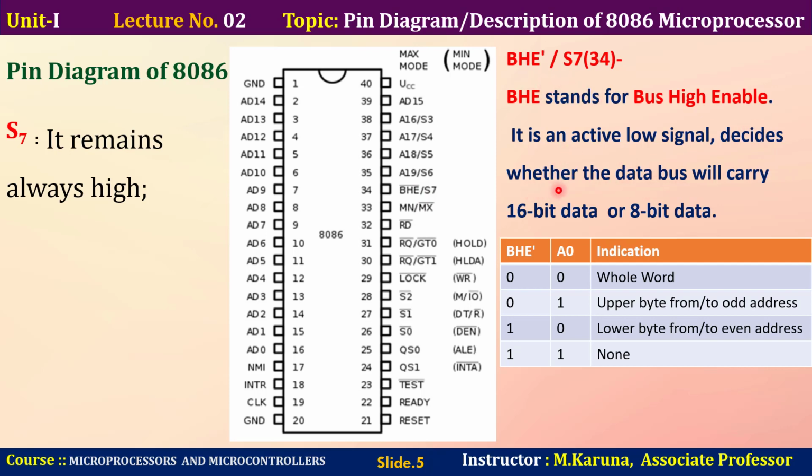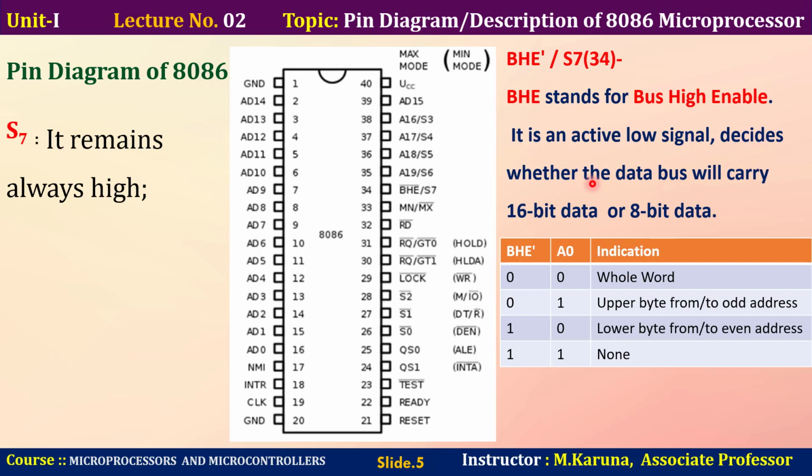This signal decides whether the data bus will carry 16-bit data or 8-bit data in conjunction with the A0 signal. So bus high enable and A0, if these two pins are 0, 0, that indicates a whole word is transferred. 0, 1 indicates the upper byte from or to odd address, because here memory is divided into odd memory and even memory, which indicates the data transfer to or from even and odd memory. 1, 0 lower byte from or to even address. 1, 1 no action. S7 always high.